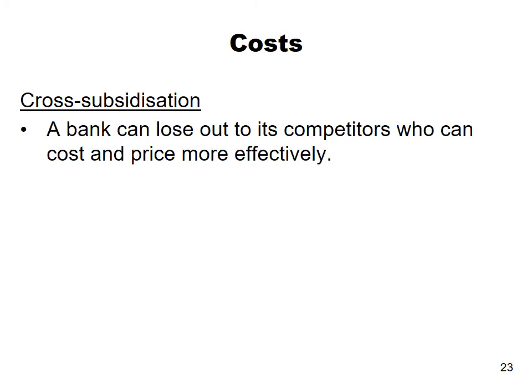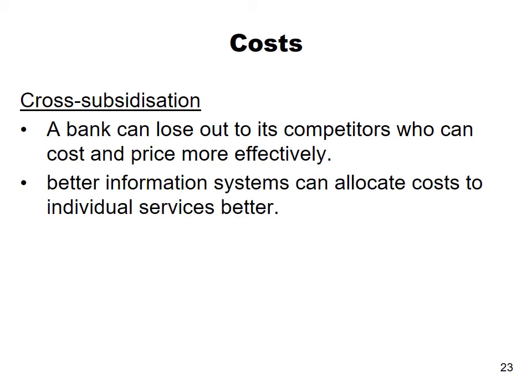A bank can lose out to its competitors who can cost and price effectively. This is important. You may have a very good marketing campaign, but if you fail to cost and price more effectively, you still will lose out. So a better information system can allocate costs to individual services better. So banks do invest a lot in the IT structure to allocate costs to individual services better.